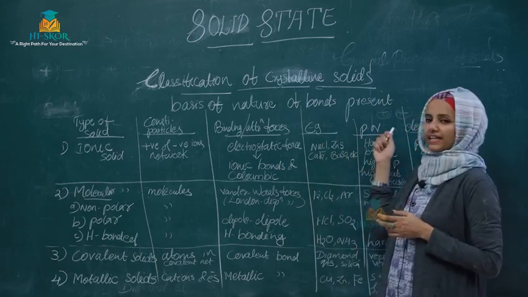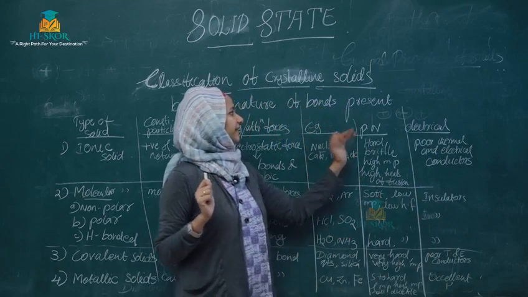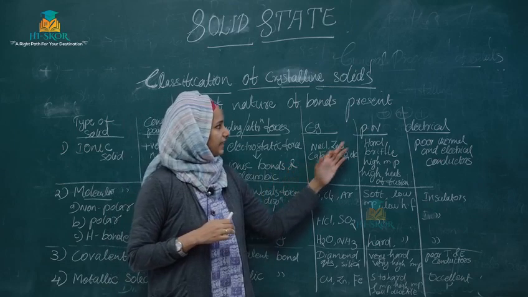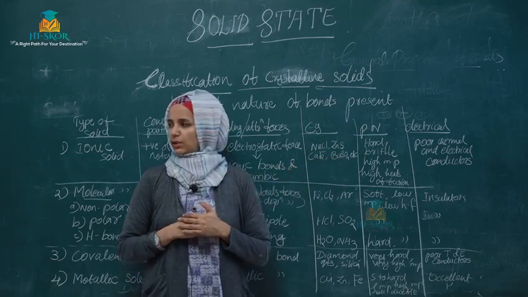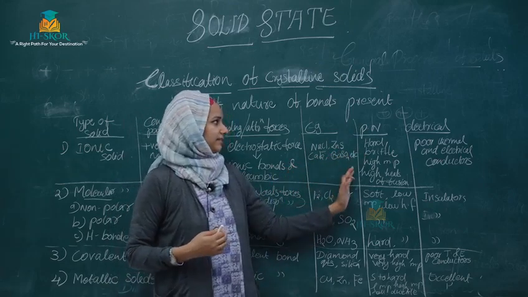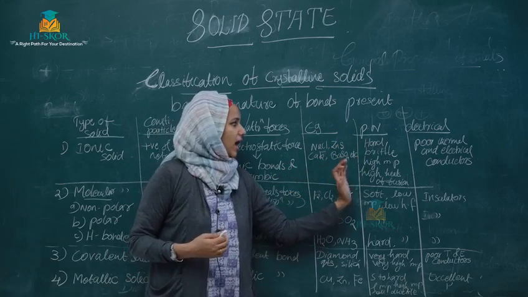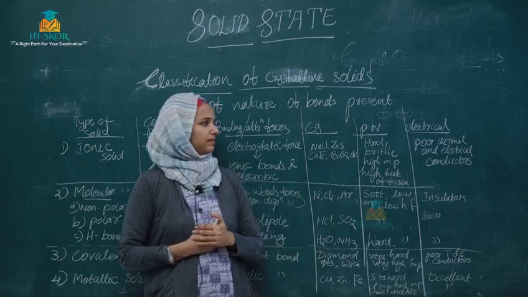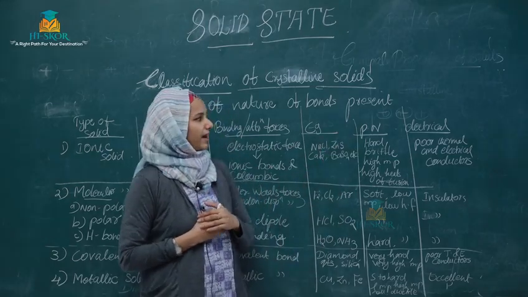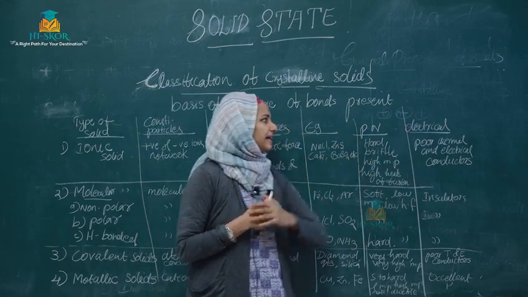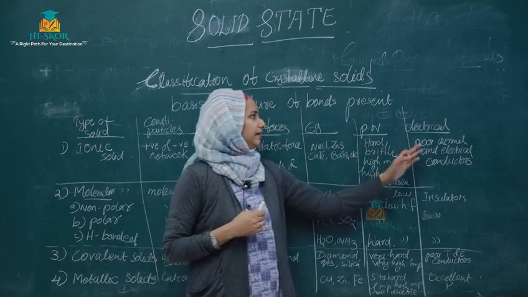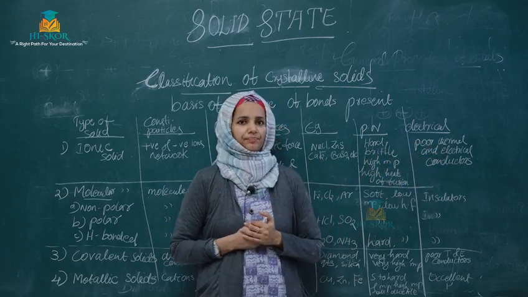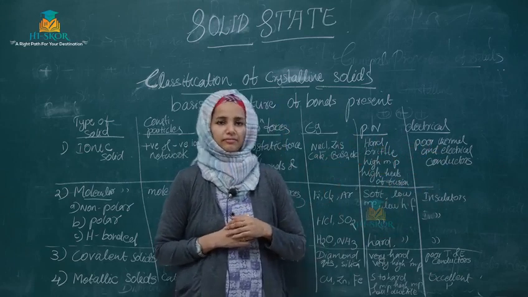Then next, physical nature. What is the physical nature of ionic solids? Ionic solids are hard and brittle, and they have high melting points and also high heats of fusion. That is the physical nature of ionic solids. Next, their electrical and thermal properties: they are found to be poor electrical and thermal conductors.